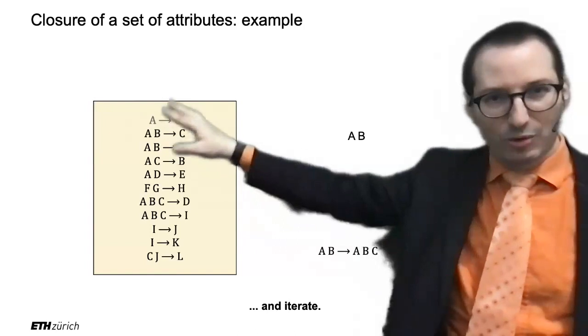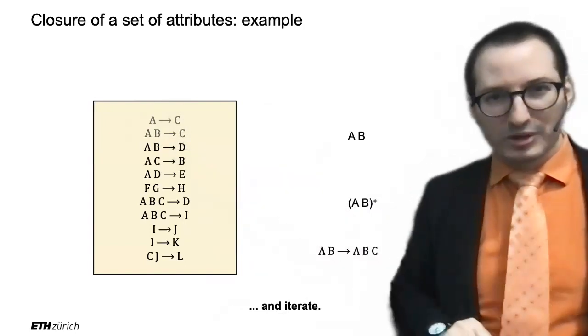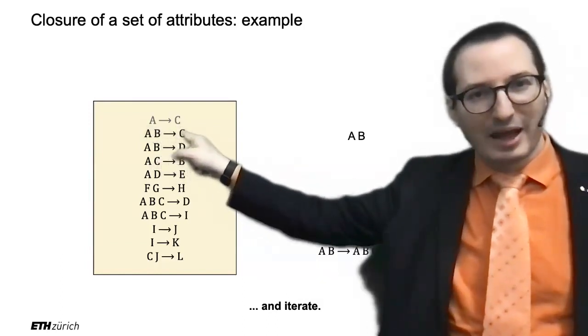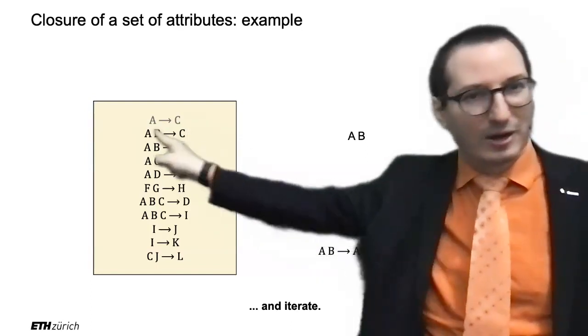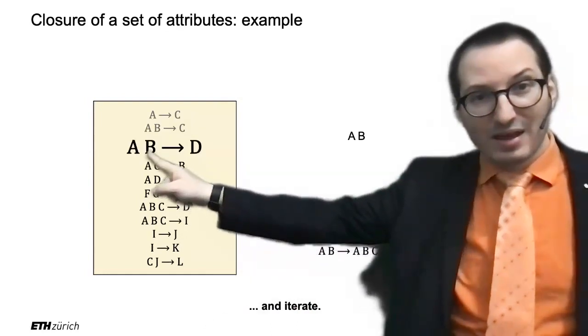Now it's done. I have already used that one, so I can forget about it. Then we go to the next one, but you see that I can immediately gray it out because I don't need it, right? I already know C anyway. I already have C in there, so that I don't care about. I already know that.